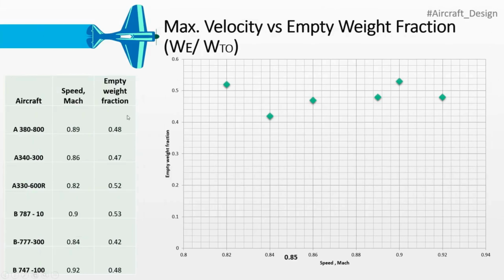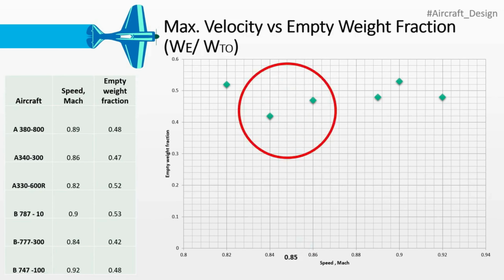Moving to the next is our maximum velocity versus empty weight fraction. Here we plot a graph between speed and empty weight, with empty weight along the y-axis. As per the thumb rule, empty weight fraction should range from 0.3 to 0.7. You can see that for large passenger aircraft it lies within 0.4 to 0.6. Now again I will locate my requirement, that is 0.85.